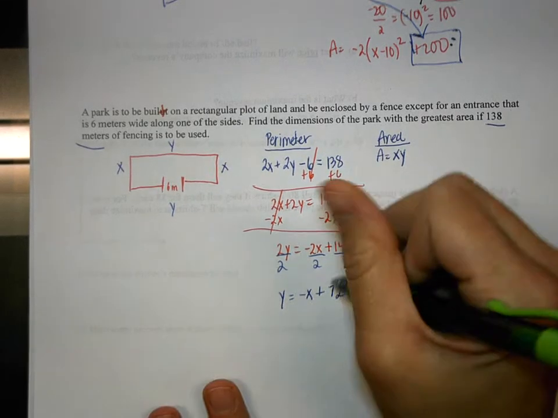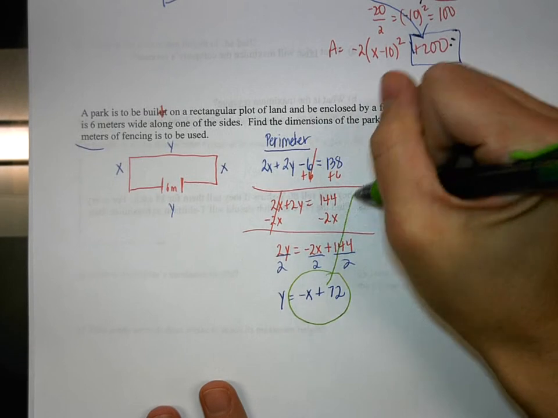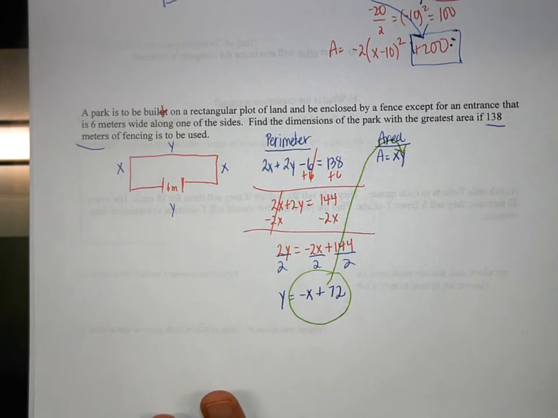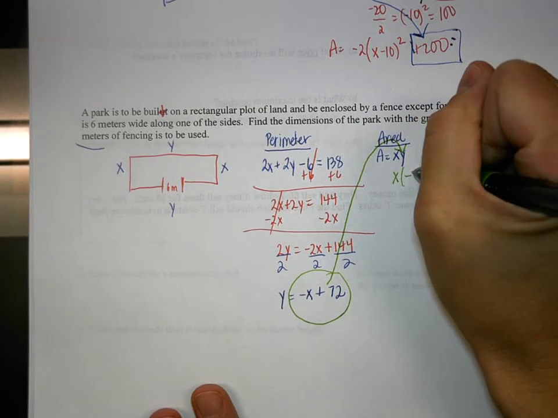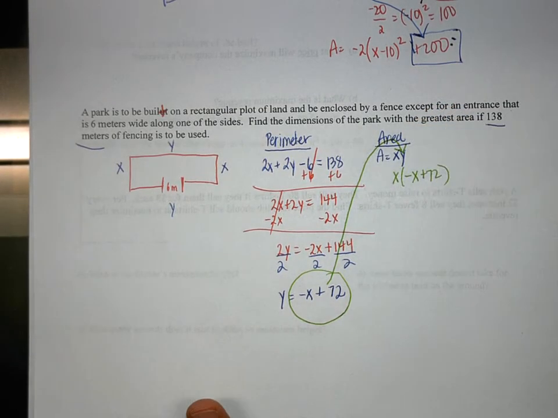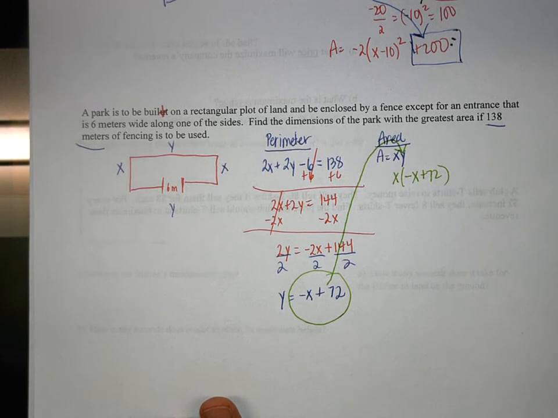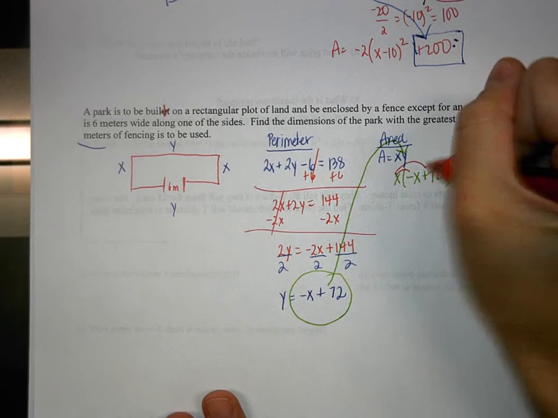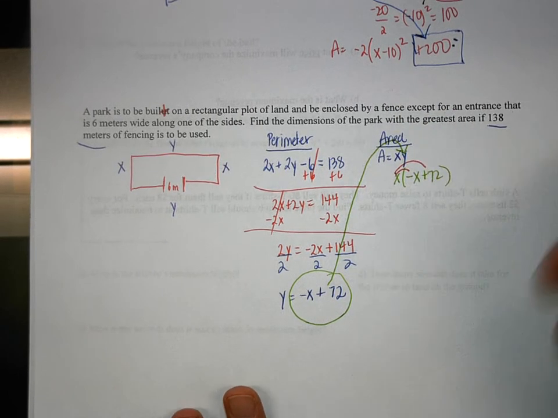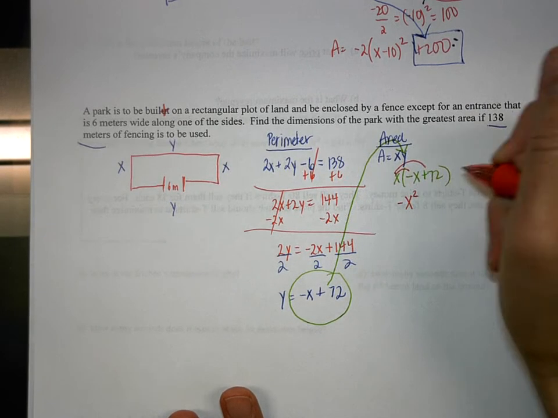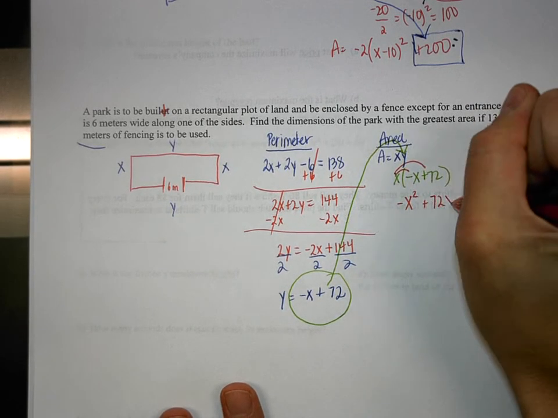Okay, who remembers what I do next now? Very good. We take this and we are substituting it in for y. So that means I have x times negative x plus 72. Since we know y equals negative x plus 72, I'm able to substitute that in. Then we distribute, and we're going to complete the square again. So we distribute the x through. What is x times negative x? Negative x squared. And then x times 72 is 72x.